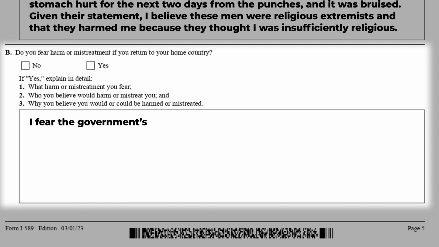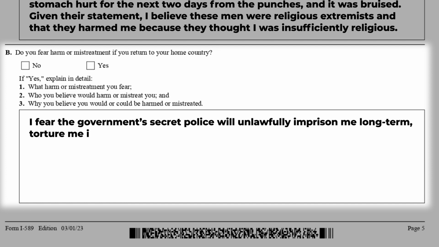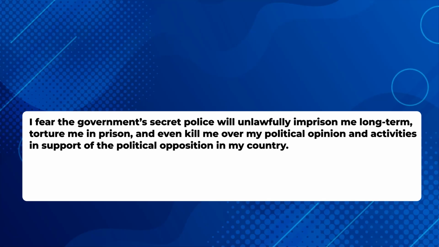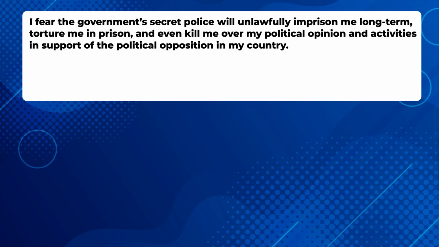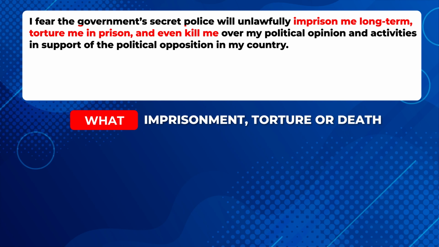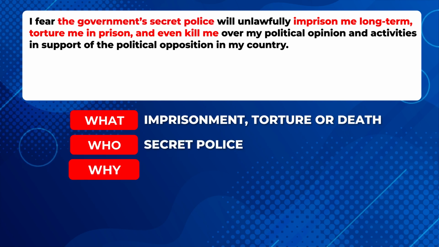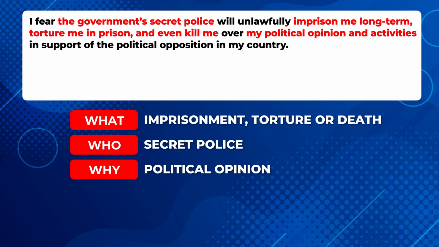I fear the government's secret police will unlawfully imprison me long-term, torture me in prison, and even kill me over my political opinion and activities, in support of the political opposition in my country. See how that single sentence addresses subparts 1 through 3? The what is imprisonment, torture, or death. The who is the secret police. And the why is the person's political opinion, as demonstrated through their political activities.